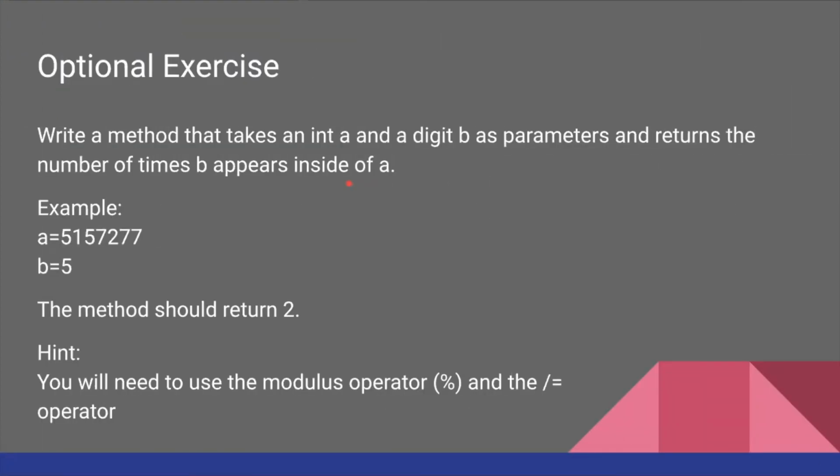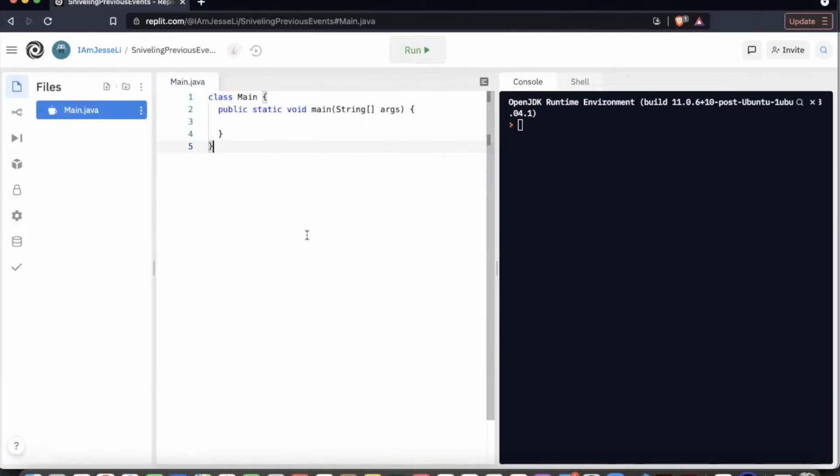Here is the optional exercise. Write a method that takes an integer a and a digit b as parameters and returns the number of times b appears inside of a. So here's an example. If a is this number right over here and b is 5, you see that 5 appears 2 times inside of a. So therefore, this method should return 2. So if you want to give this problem a try, then pause the video here and keep watching for the solution. Here is the solution.